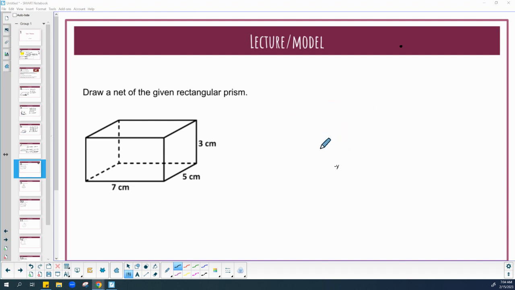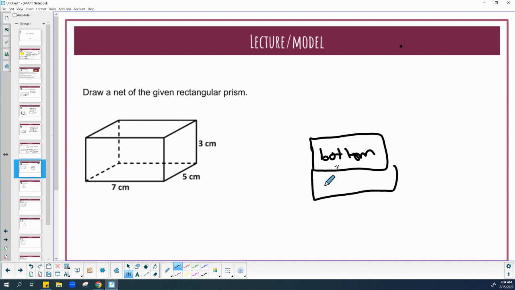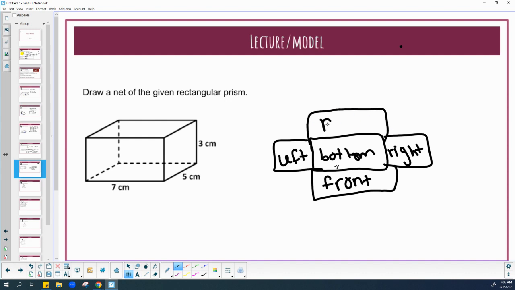All right, so again, we're gonna start on the bottom. If I folded it down, this would become the front. If I continue to unfold, this would be the left, the right, this would be the back. Now I am still missing a face. That face would be the top.